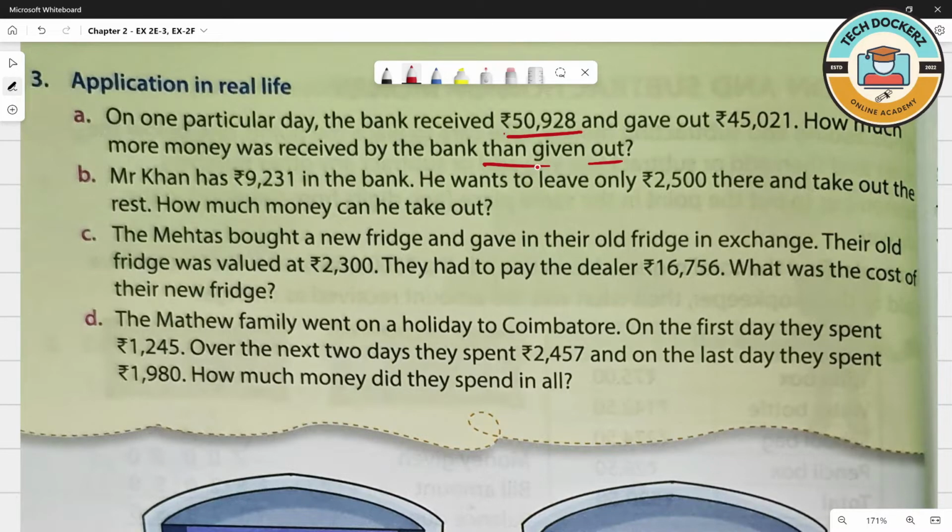So in this question, the sense of comparison is there. How much more money was received by the bank than given out? So how much money is given out? 45,021. So we are comparing these two numbers. When there is a sense of comparison, we will do the subtraction. Let's solve this question.